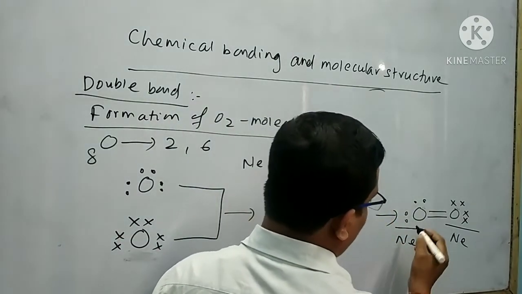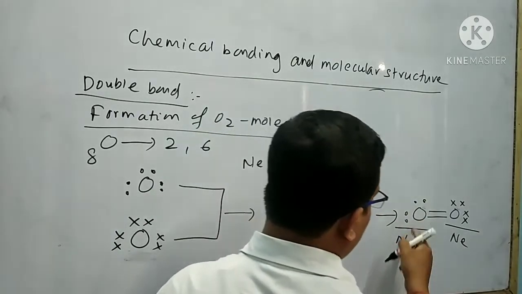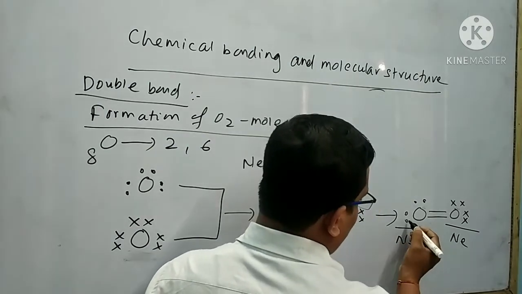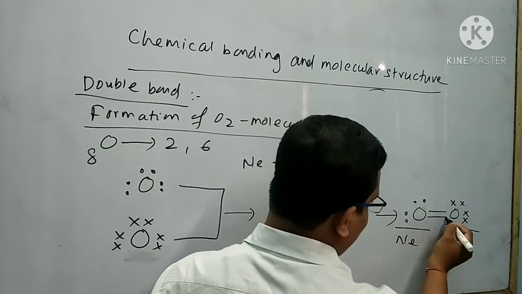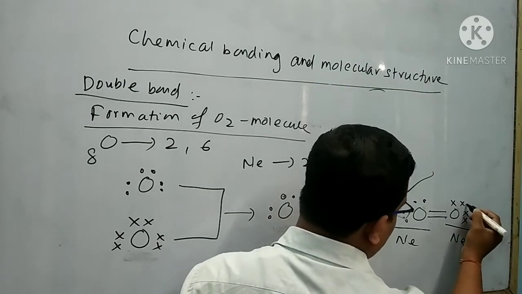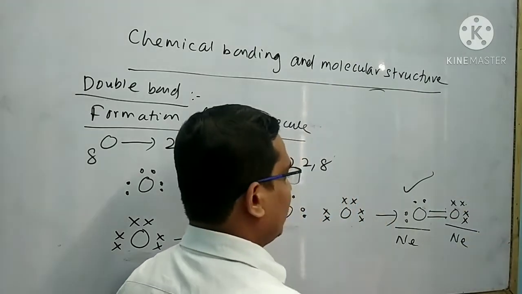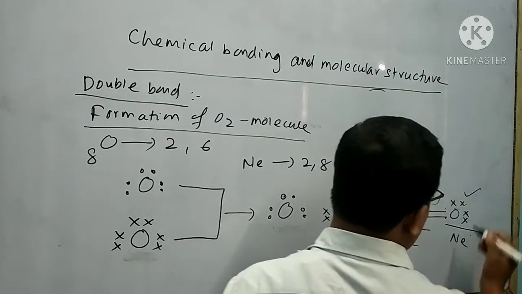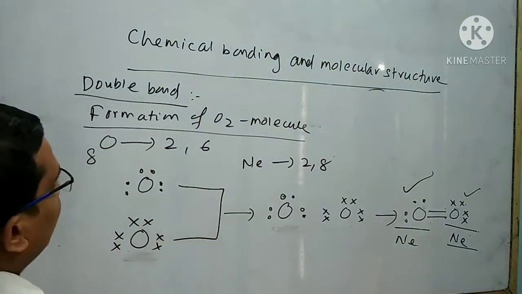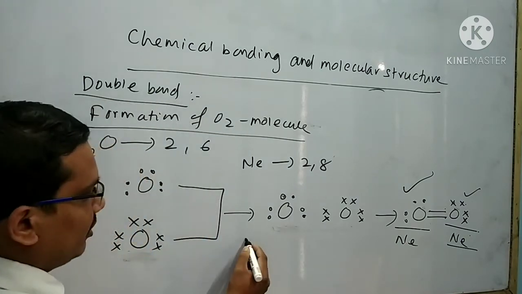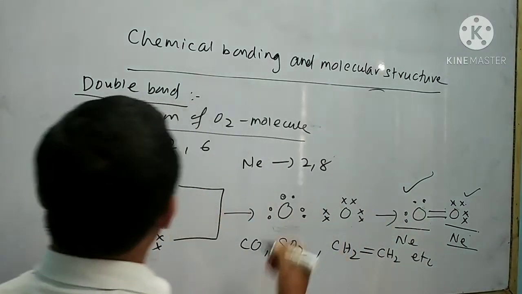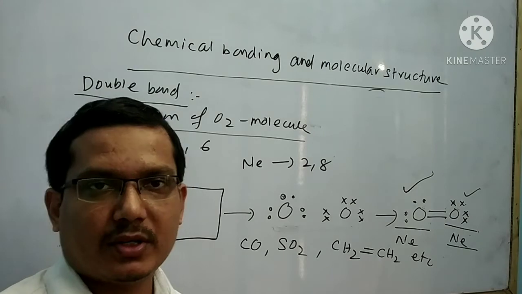Now calculate the number of electrons for the stable electronic configuration of oxygen. 1, 2, 3, 4, 5, 6, 7, 8. Now this oxygen atom attains the stable electronic configuration of neon. Similarly, 1, 2, 3, 4, 5, 6, 7, 8. That's why this oxygen atom also attains the stable electronic configuration of neon. The other examples in which a double bond is possible are CO, SO2, CH2=CH2. These are the examples in which a double bond is possible.